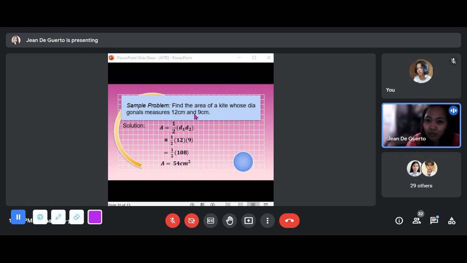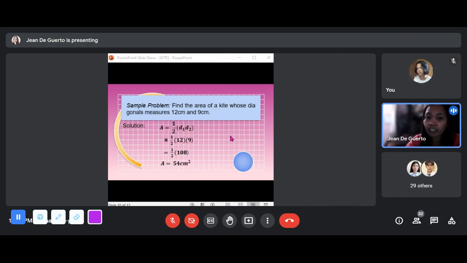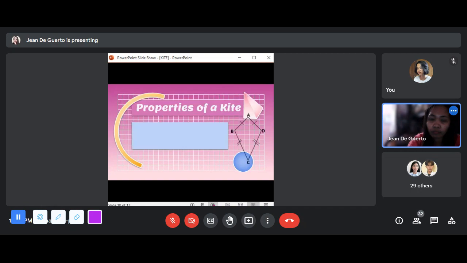But if there is already a value, with an X already written, for example 12X, then you need to use the formula. So if one of the diagonals is missing, your formula could be D, the missing diagonal, is equal to twice the area, 2A over D, the given diagonal. Okay? The unknown diagonal is equal to twice the area divided by the given diagonal. That will be your formula.